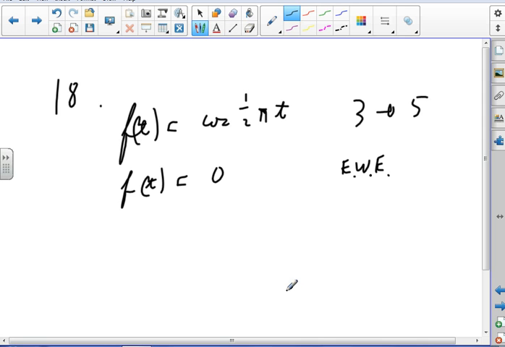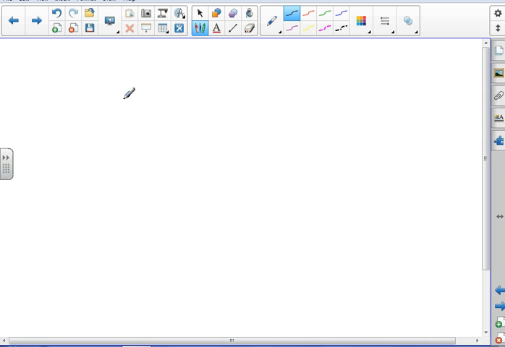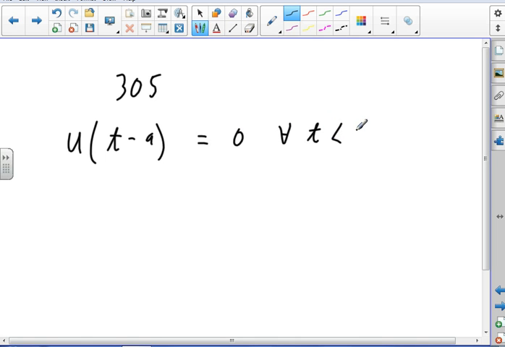Okay, now, before we do this problem, we're going to go back to the top of 305 and tell you exactly how hosed I am. The unit step function u(t minus a) is equal to 0 for all t less than a, and 1 for all t greater than or equal to a. So I told you exactly the wrong thing, and that's why my graph didn't work out very well, because I obviously didn't graph it right.